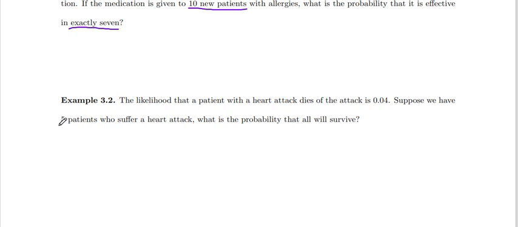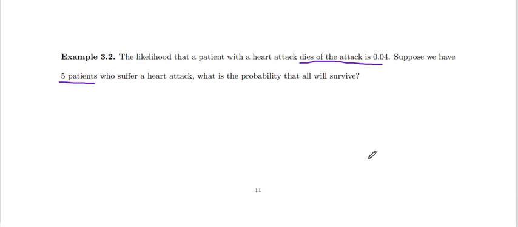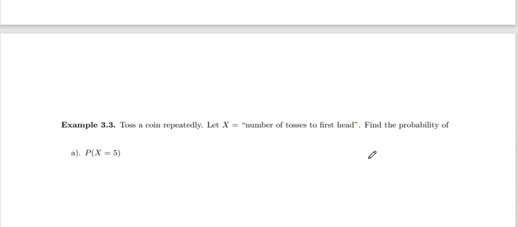This is also a binomial distribution. We have 5 patients, and those patients could die or not die, right? So this is binomial.